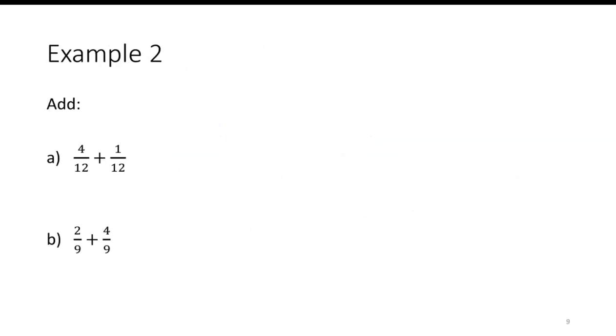So 4/12 plus 1/12 would be 4 plus 1 over 12, which is 5/12. And that looks reduced. 2/9 plus 4/9 would be 2 plus 4 over 9. That's 6 over 9. And both of those can be divided by 3, so I end up with 2/3.